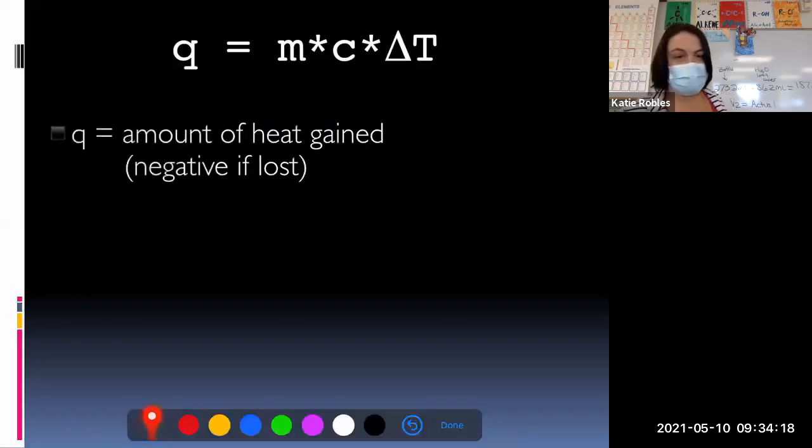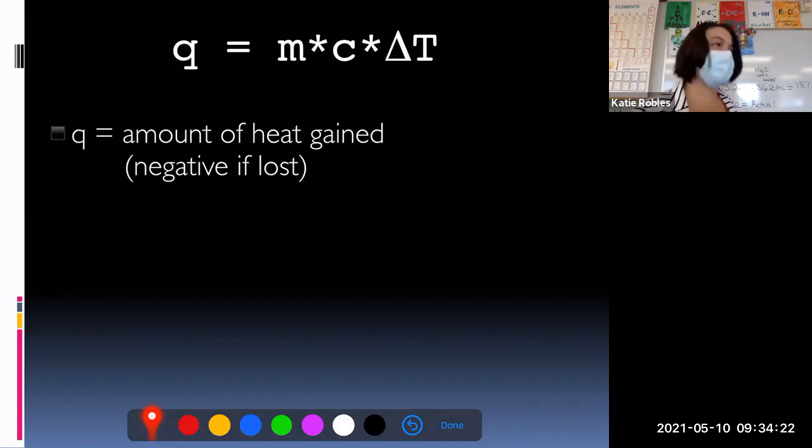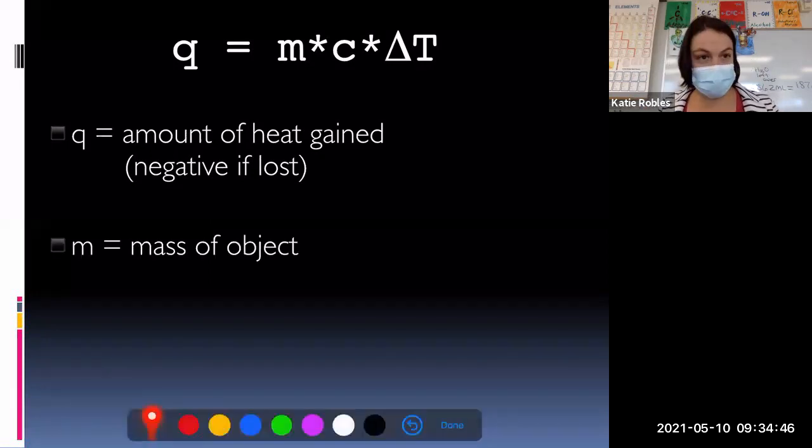Q is heat, all right? Q is heat energy. Now, if you're wondering why we didn't use H, it's because it's used for something else in this chapter. And if you're wondering why we didn't use E for energy, it's also used for something else in this chapter. But it is a type of heat energy. If Q has been gained, if energy has been gained, it's a positive number. If energy has been lost, it will be a negative number. M, you probably could have predicted this, is the mass of an object.